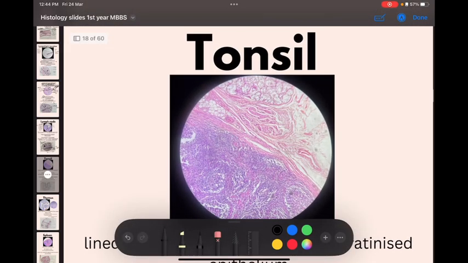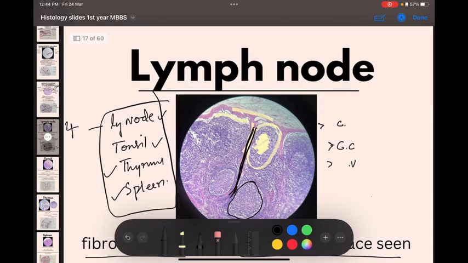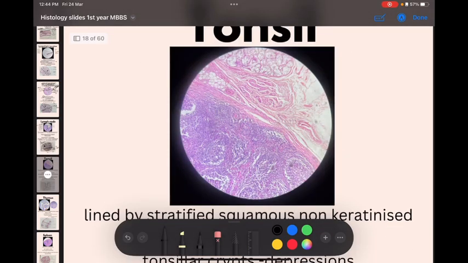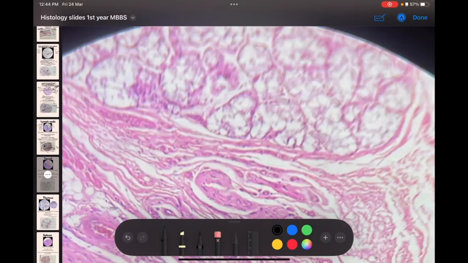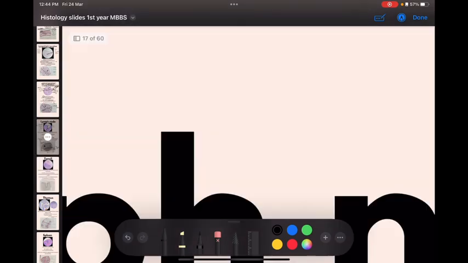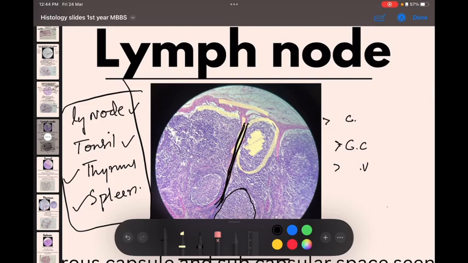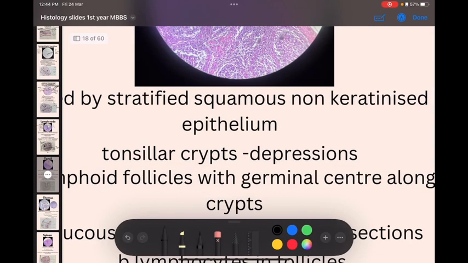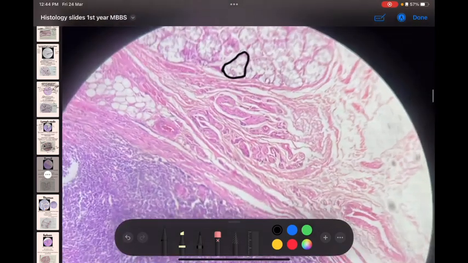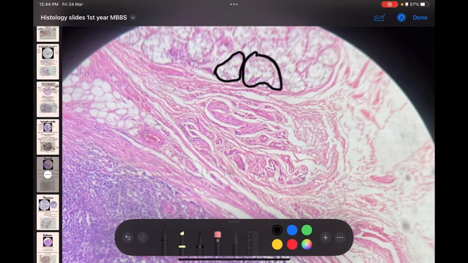Coming to tonsil. Most of you will get confused between lymph node and tonsil. How to differentiate between a lymph node and a tonsil is very easy, guys. You have to focus on this part. This type of structure is not visible in the case of lymph node. In the case of lymph node, there are no mucus acini. So these parts are nothing but mucus acini.